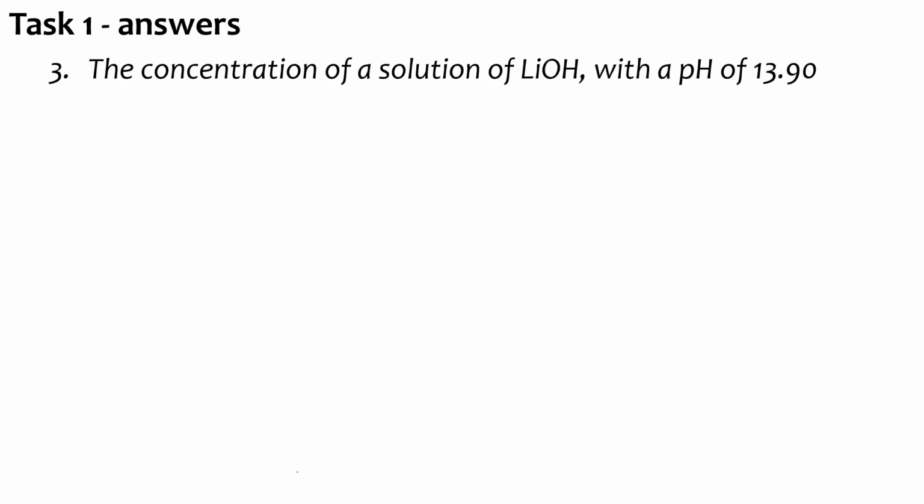Question 3, a little bit different. We're going backwards this time. So this is asking for the concentration of a solution of lithium hydroxide, and we have a pH of 13.9. So we are trying to find the concentration of LiOH. That's what we're trying to get to at the end. Now that will be equal to the concentration of OH minus, because there's 1 OH minus in every LiOH.